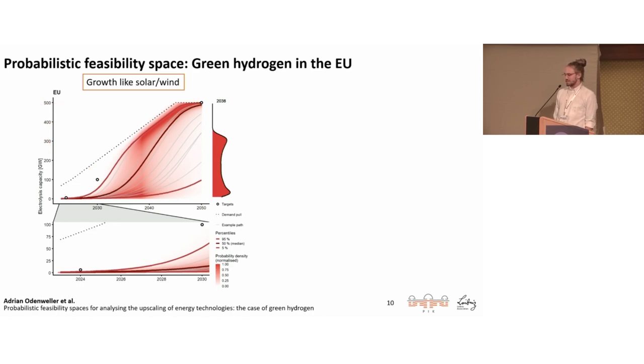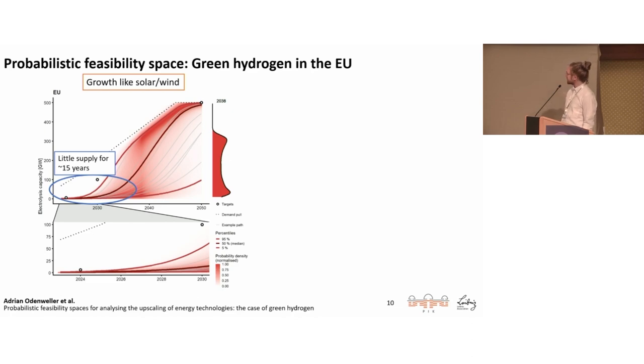Now, the shade here corresponds to the likelihood of reaching a certain amount of electrolysis capacity over time. What we're seeing is that there's generally lots of uncertainty, but one fairly robust outcome is that there's fairly little supply for around 15 years. It simply takes time until the exponential growth really starts to kick in, just because we're at such low capacity levels at the moment.